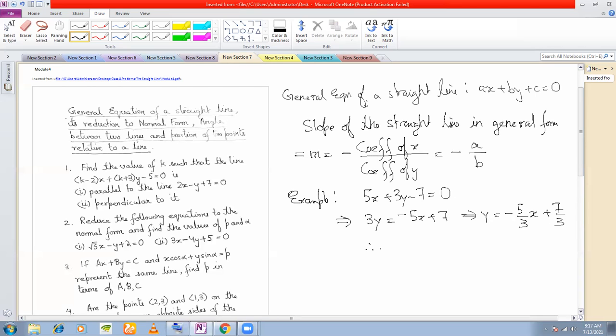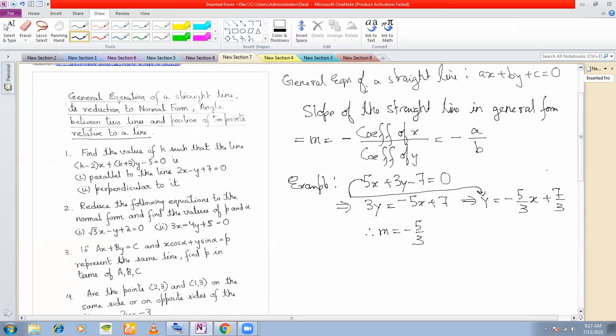And therefore we were writing that the slope m is equal to minus 5 by 3. We were writing this equation in the slope intercept form, and then finding the slope. But in fact, if you know minus coefficient of x by coefficient of y, from the general form only you can find out the slope.